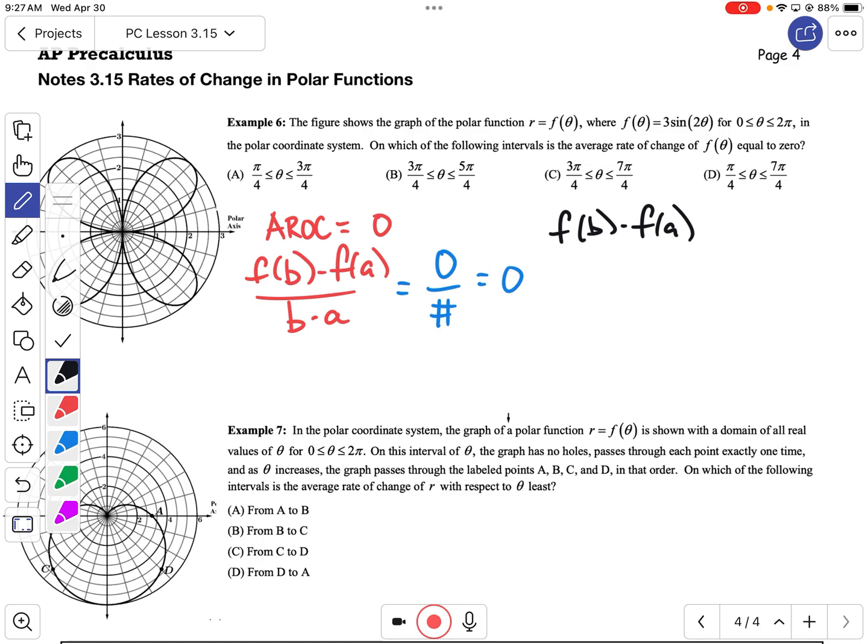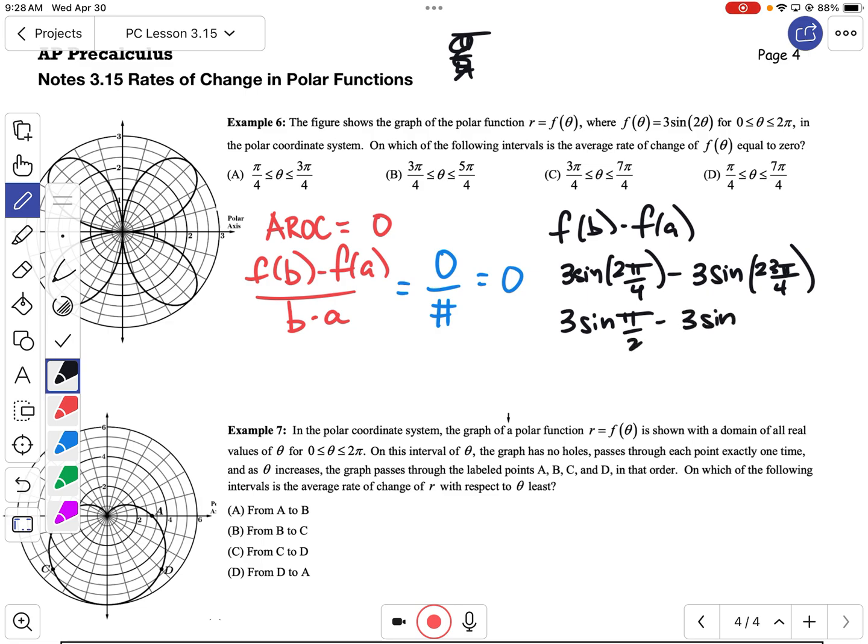So I got pi over 4 and 3 pi over 4. Looks like I'm doing all the over 4s, which is nice. So at pi over 4, I'm just going to write my sines, because that's what I'm using. Let's do the first one. So I'm going to do 3 sine of 2 times pi over 4 minus 3 sine of 2 times 3 pi over 4. That's just going to be 3 sine of pi over 2 minus 3 sine of 3 pi over 2.